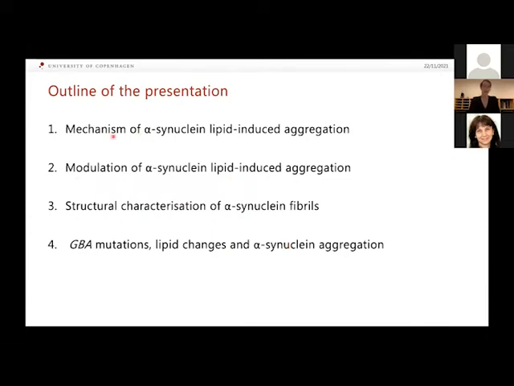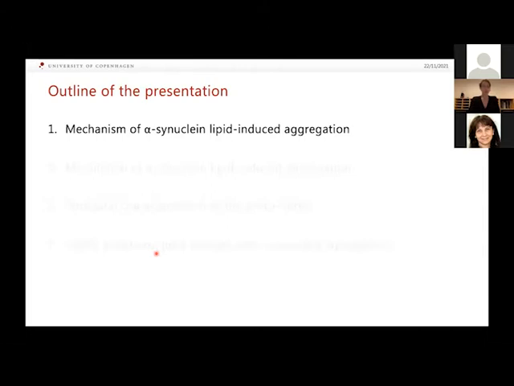The first part is about a work that we published and that will serve as a background for a more recent study where we investigated changes in lipid composition in a patient-derived sample and how it is linked to a change in alpha-synuclein aggregation behavior. So let's start with what we know about alpha-synuclein lipid-induced aggregation.